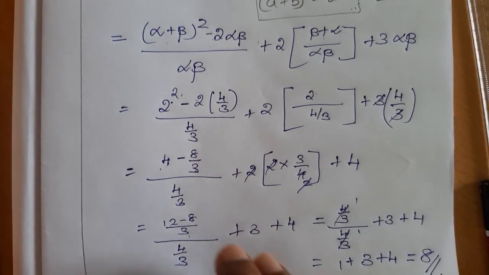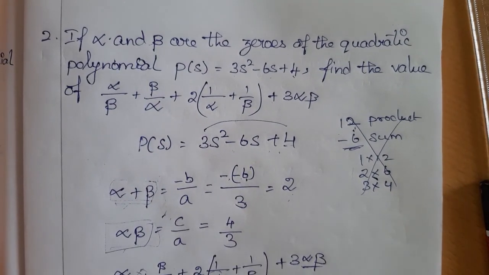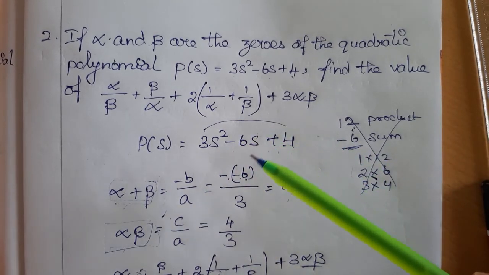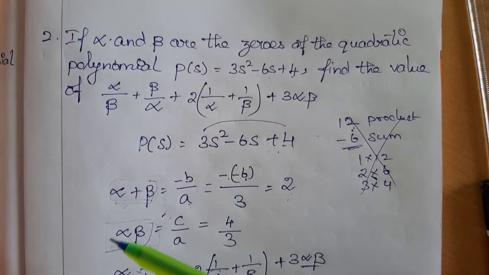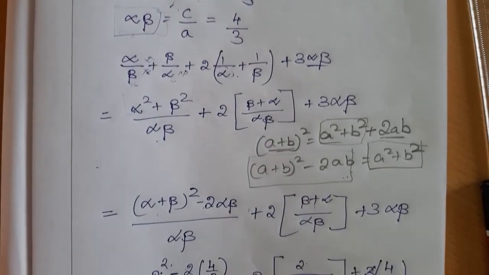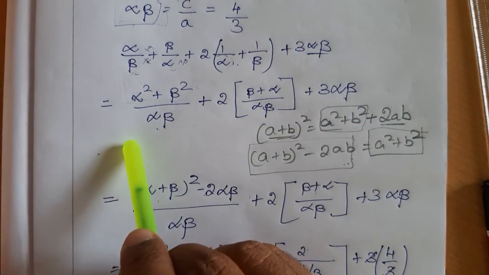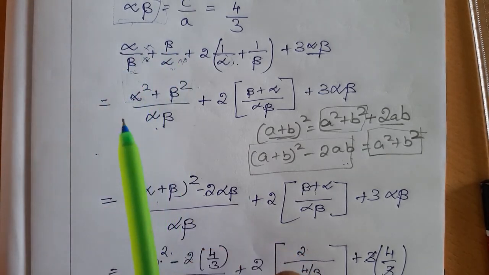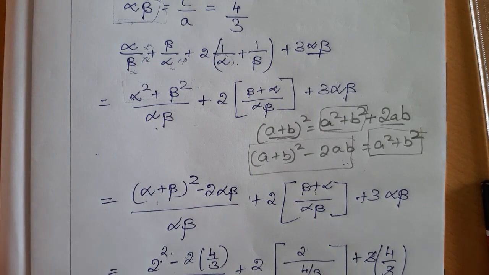Clear? So from this problem we know that if you are not able to find the zeros using the middle term splitting method, you can use the relations between coefficients and zeros and try to change the given expression entirely into the sum of the zeros and the product of the zeros. Even if the given expression is not directly like that, we can use some identities or take the LCM, and we will get it. Clear? Thank you.